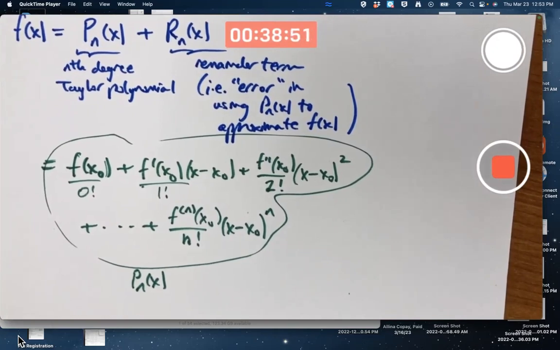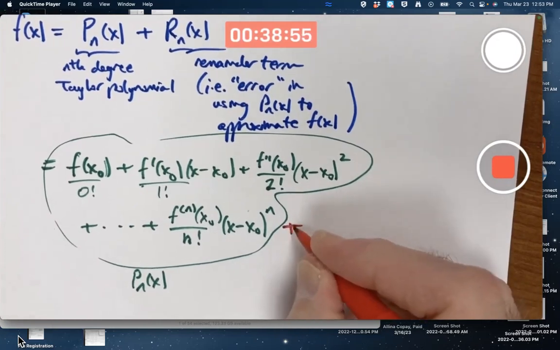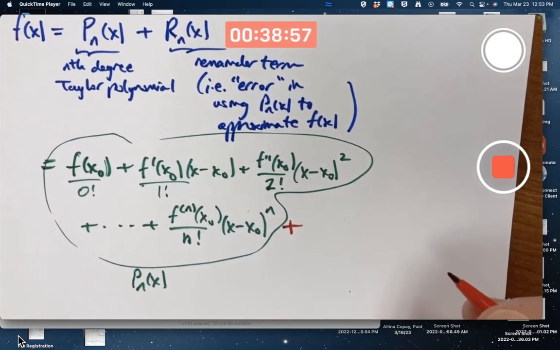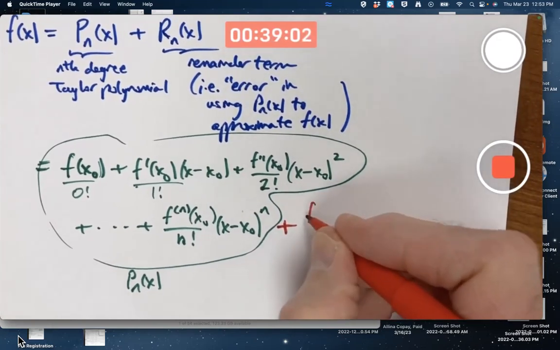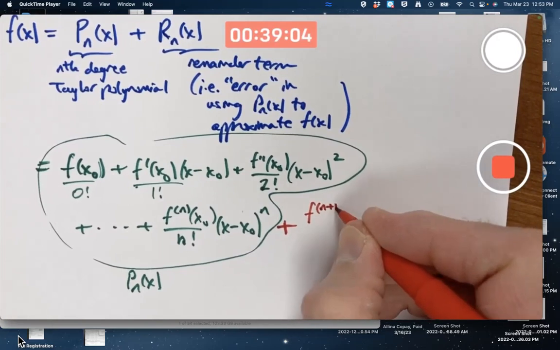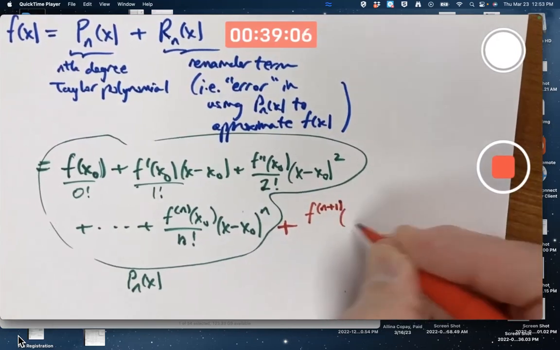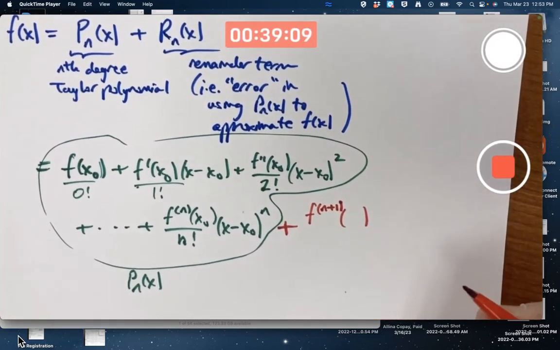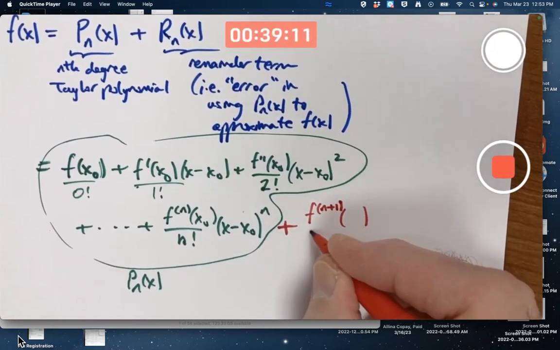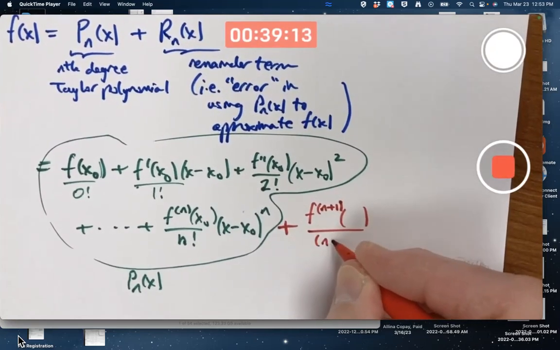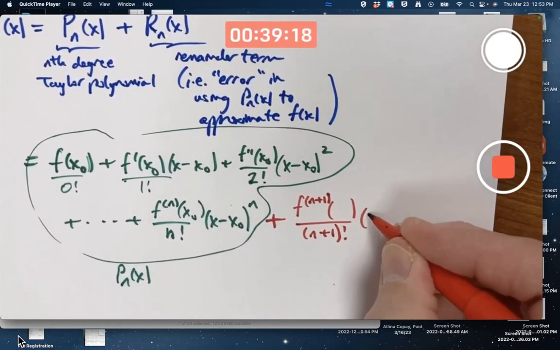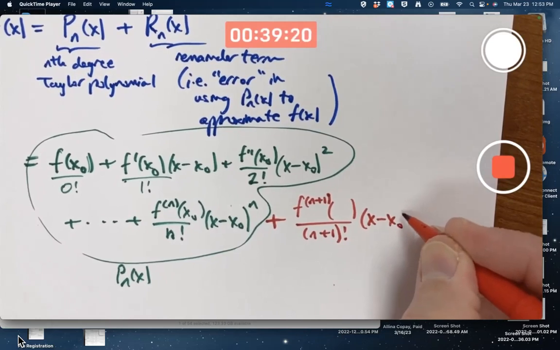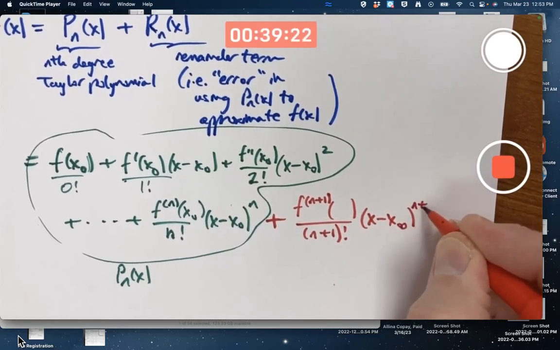But what's the remainder term? Plus the remainder term. The remainder term, is that a bunch of terms as well? No, it's just a single term. It's the n plus first derivative of f, evaluated somewhere that I'm not going to say yet, divided by n plus 1 factorial times x minus x0 to the n plus first power.